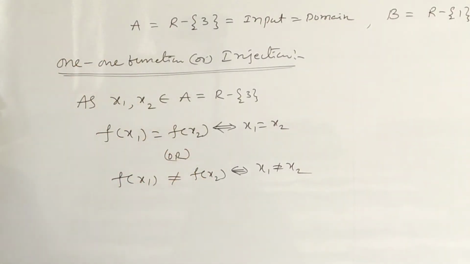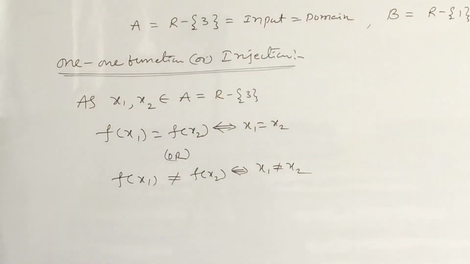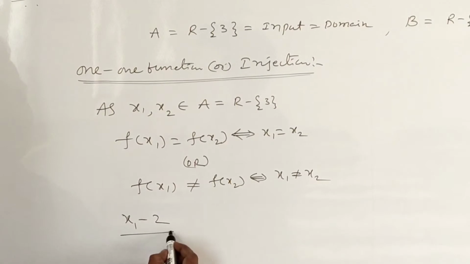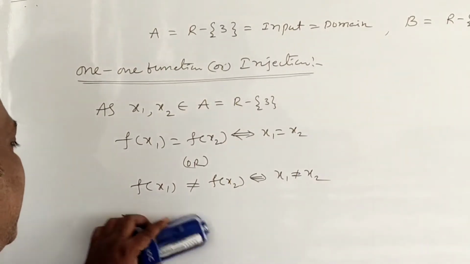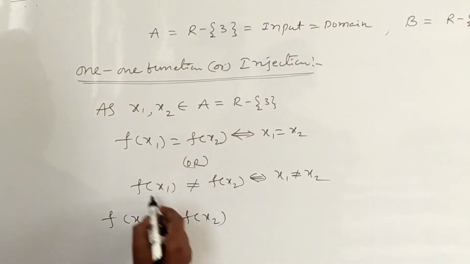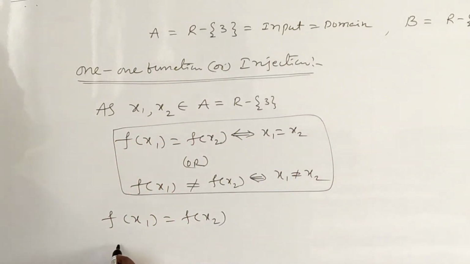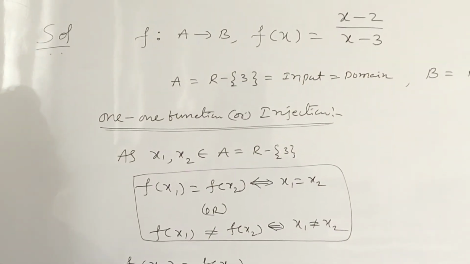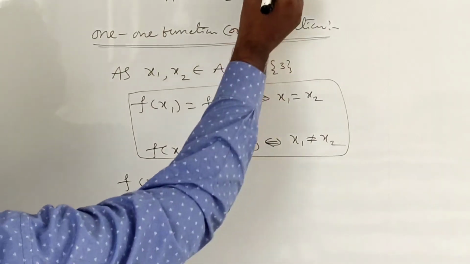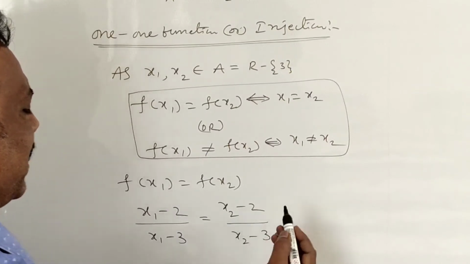So I am taking f of x1. You know f of x. How to get f of x1? Where there is x, put x1. F of x1 means x1 minus 2 upon x1 minus 3. I am taking f of x1 equal to f of x2; this is the condition we have to prove. F of x2 means where there is x, put x2: x2 minus 2 upon x2 minus 3.